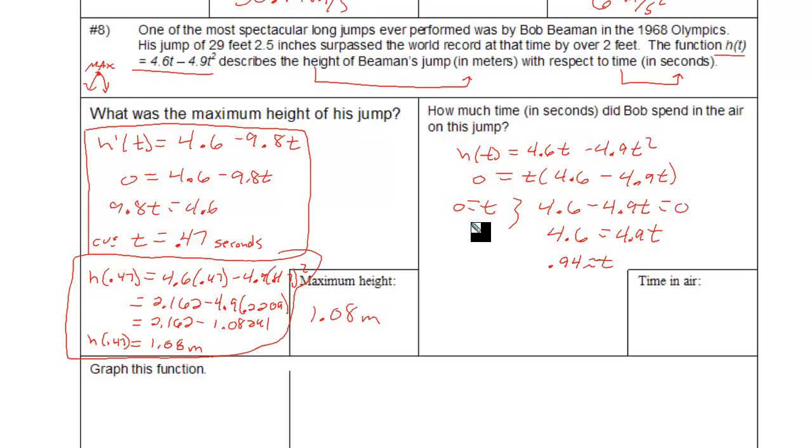So how is it that when the height is 0, we have a time of 0 and a time of 0.94? Simple. This dude's running. Height is how high he is. So when he first jumps at time 0, his height's 0. Then he's going to be in the air until his height returns to 0. At that point, it is 0.94 seconds later. So his time in the air will be 0.94, subtract 0, and you get 0.94 seconds.